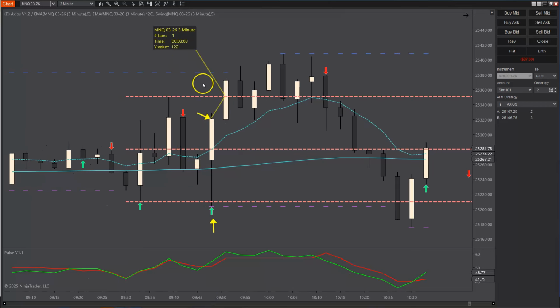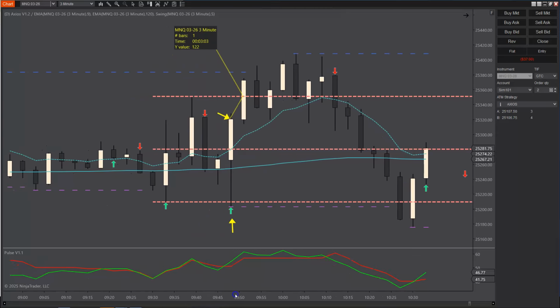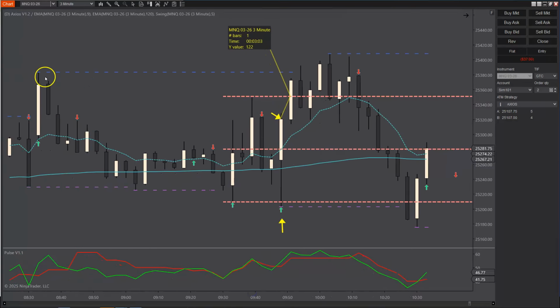Now, if you had 2 positions, you could also have an extended target from this swing high over here. You could target this swing high and have 240 plus 122. 122 on one contract and 240 on the other, and then you'd be done.